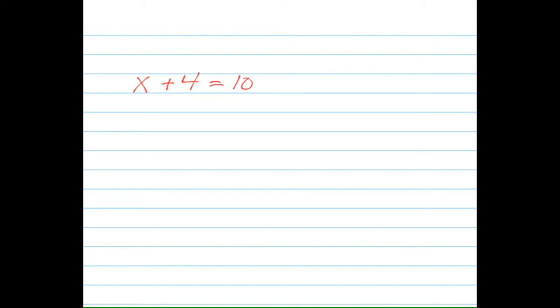Ryan? 6. Ryan thinks x should be 6. How would we confirm if Ryan was correct or not? Seth? Input 6 for x. Put in 6 for x. Does 6 plus 4 equal 10? Yes.